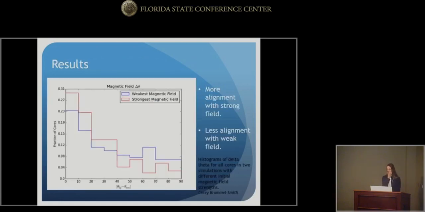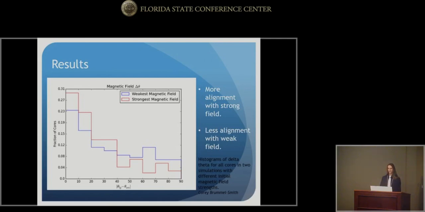So here are my results. There's a lot of information on this plot, and I'll break it all down. On the horizontal axis, we have the magnetic field alignment. That's the angle delta theta between the large-scale magnetic field and the small-scale magnetic field. And on the vertical axis is the fraction of cores in a simulation that had that alignment. There are two histograms on this plot. The one with the blue line is from a simulation with relatively weak magnetic fields, and the red line is from a simulation with relatively strong magnetic fields. They're actually about 100 times stronger than the blue line simulation.